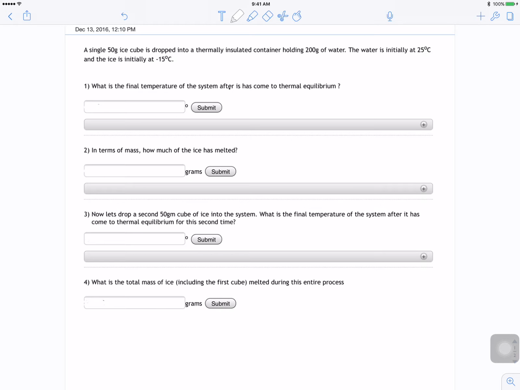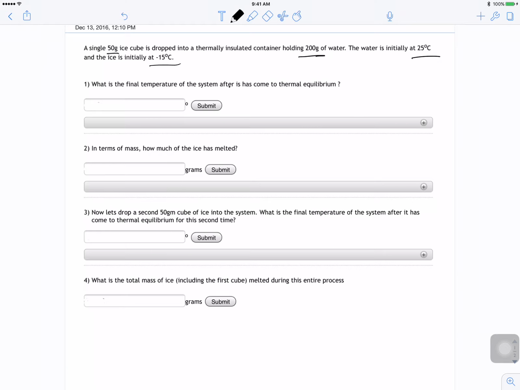So a single 50 grams ice cube is dropped into a thermally insulated container holding 20 grams of water. The water is initially at 25 Celsius and the ice initially at minus 15 Celsius. So the first question, what's the final temperature of the system after it has come to thermal equilibrium?